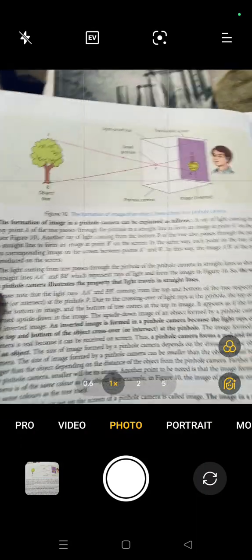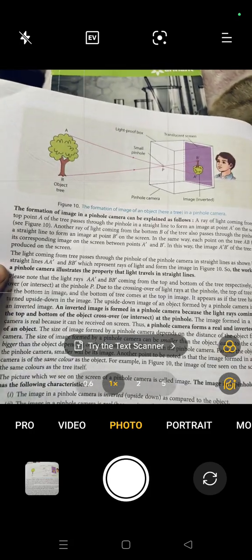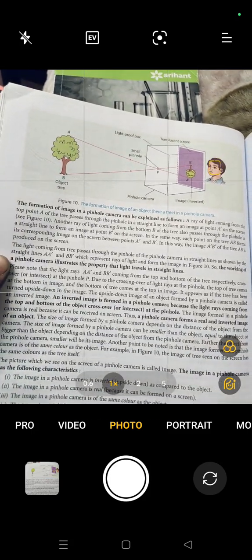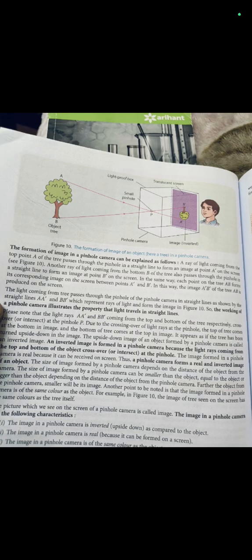The formation of an image in a pinhole camera can be explained as follows.